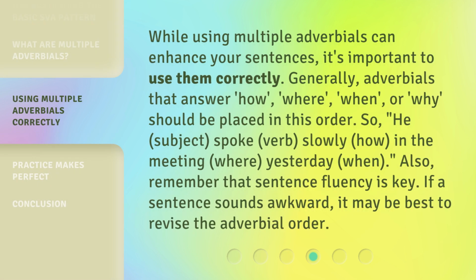While using multiple adverbials can enhance your sentences, it's important to use them correctly. Generally, adverbials that answer how, where, when, or why should be placed in this order. So: He (subject) spoke (verb) slowly (how) in the meeting (where) yesterday (when). Also, remember that sentence fluency is key. If a sentence sounds awkward, it may be best to revise the adverbial order.